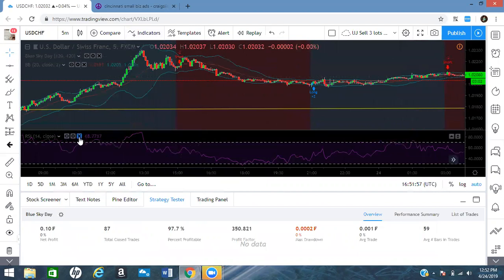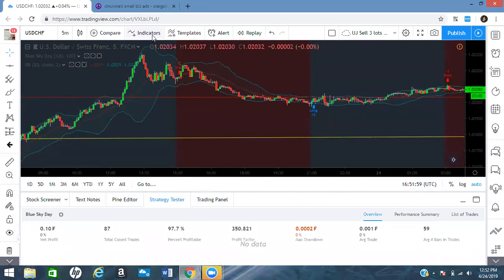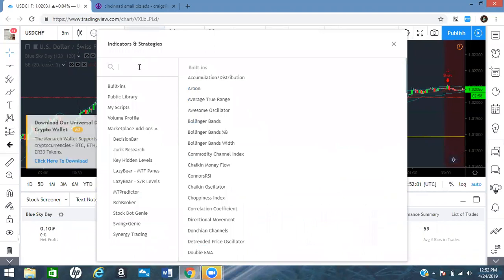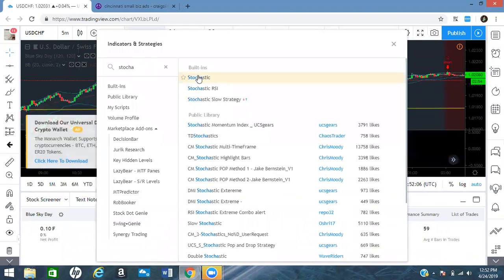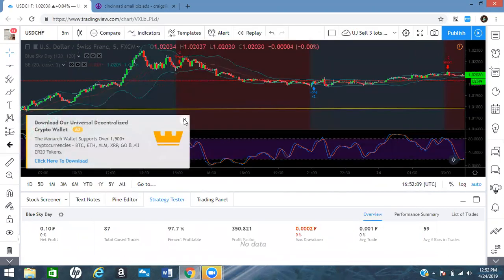Okay, so I'm going to go ahead and get rid of the RSI. And you can do an RSI stochastic if you'd like. I personally just use a stochastic just because it's the best for scalping, in my opinion. That's what I tend to use and typically gives me the signal that I need.